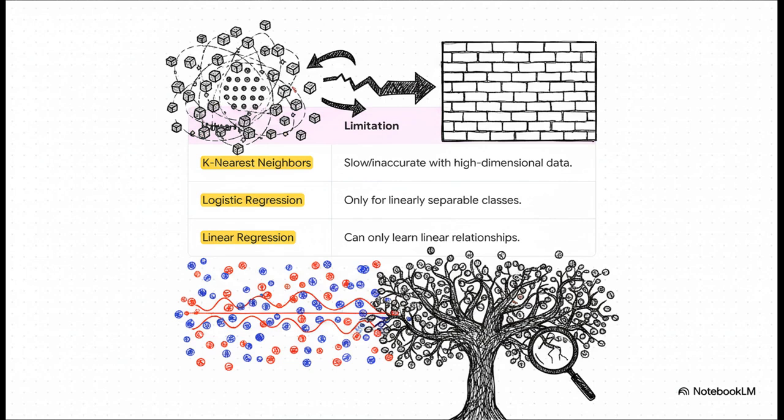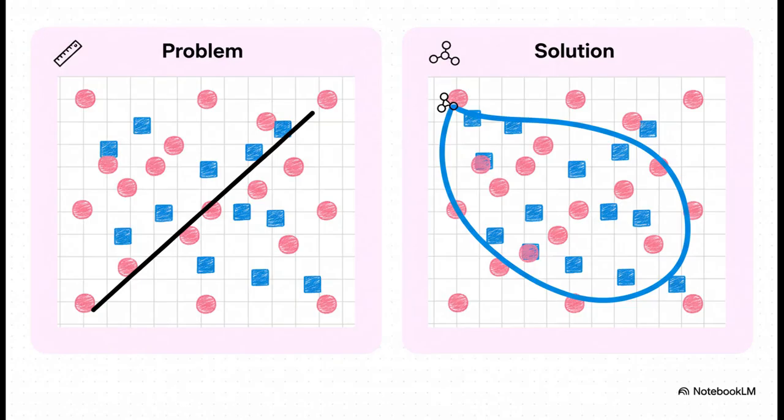Take k-nearest neighbors. It just gets completely bogged down and slow when you throw a ton of features at it. And models like logistic and linear regression, well, they're fundamentally limited. They can only see the world in straight lines. They all hit a wall when data gets messy, complicated, and nonlinear, which, let's be honest, is how it is in the real world.